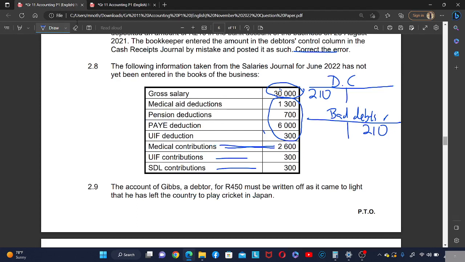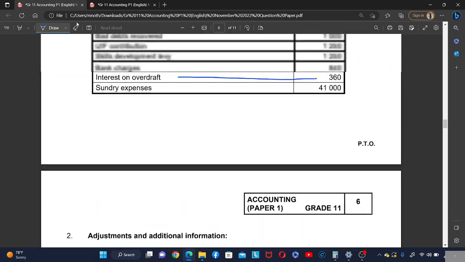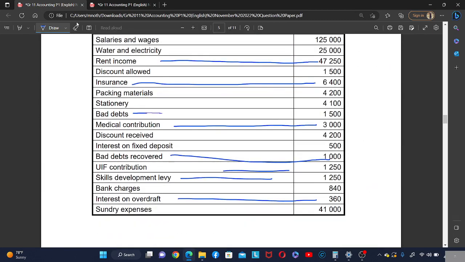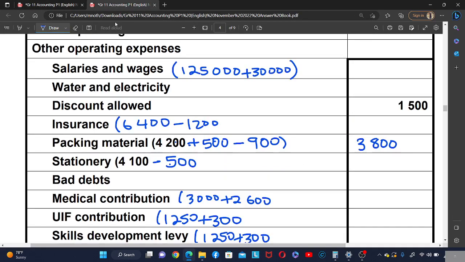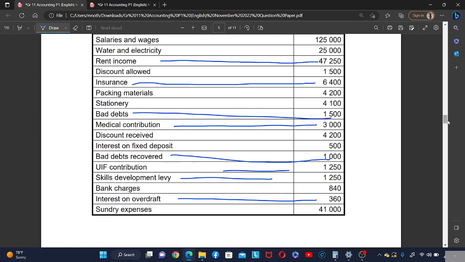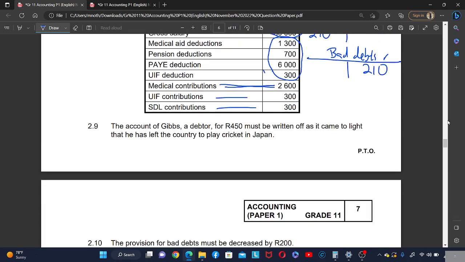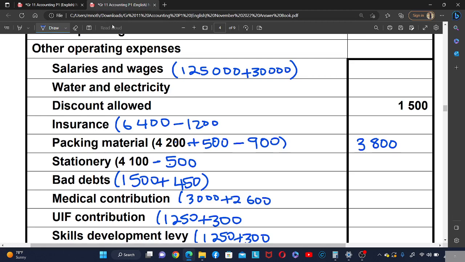And then they said the account of a debtor for 450 must be written off as it came to light that he has left the country to play cricket in Japan. So how much is our bad debt? The bad debt is 1,500. So now we are writing off a debtor who has left to play cricket for how much? For 450. So this is why you are now adding this 450 to the bad debt.